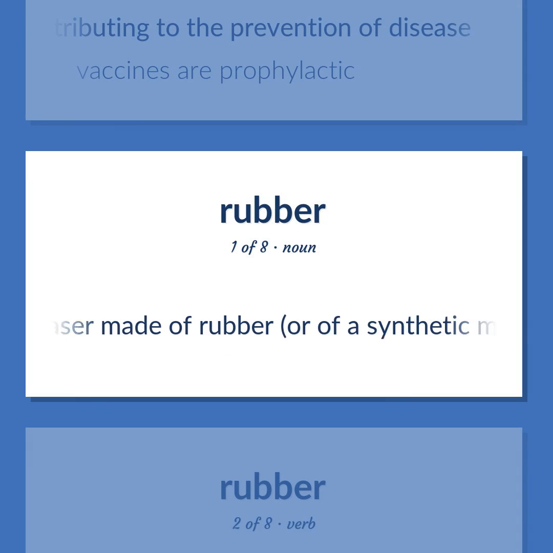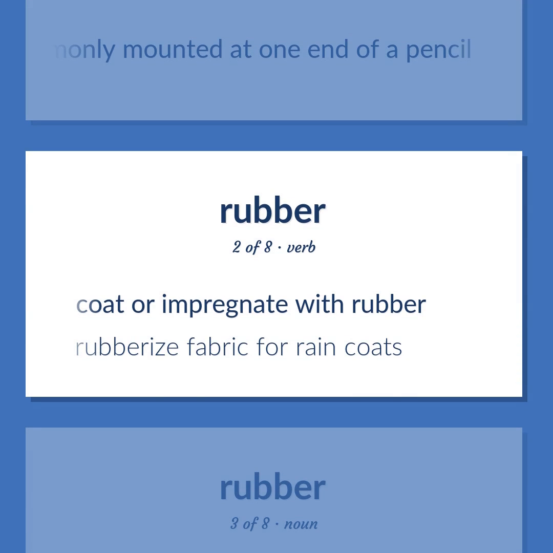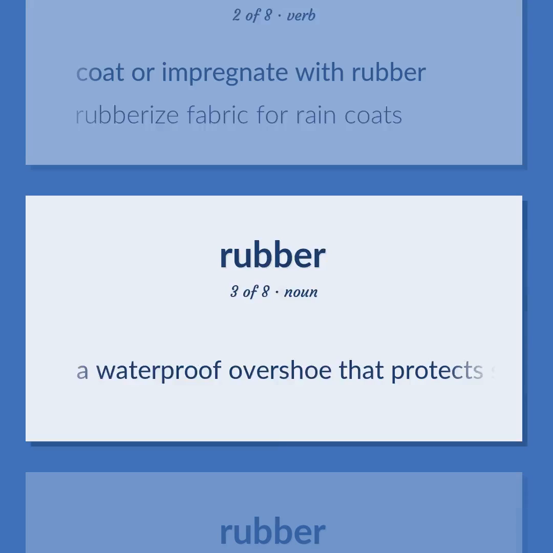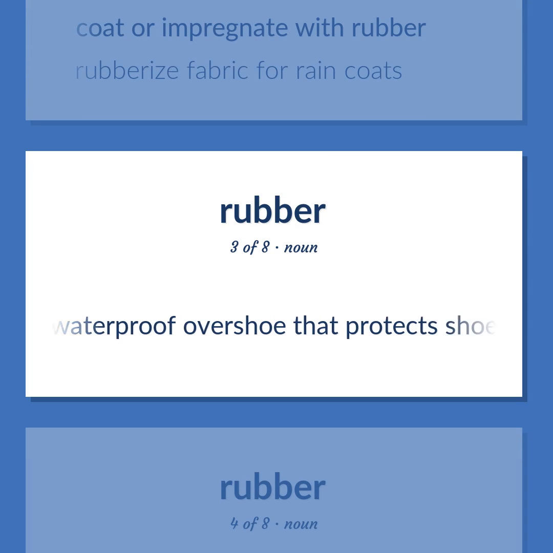An eraser made of rubber, or of a synthetic material with properties similar to rubber, commonly mounted at one end of a pencil. Coat or impregnate with rubber. Rubberize fabric for raincoats. A waterproof overshoe that protects shoes from water or snow.